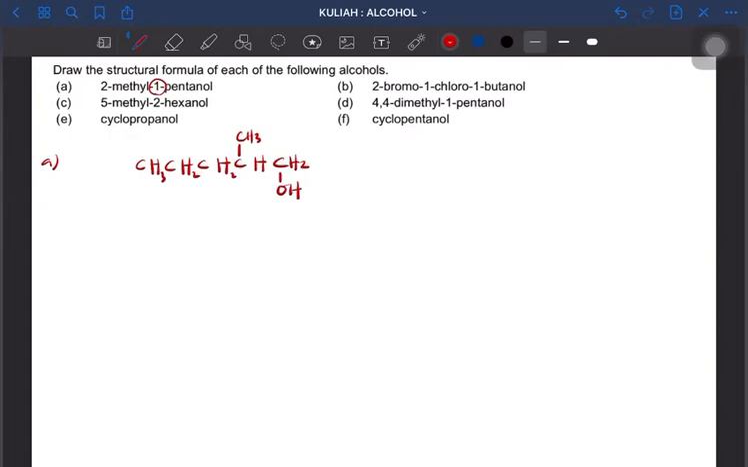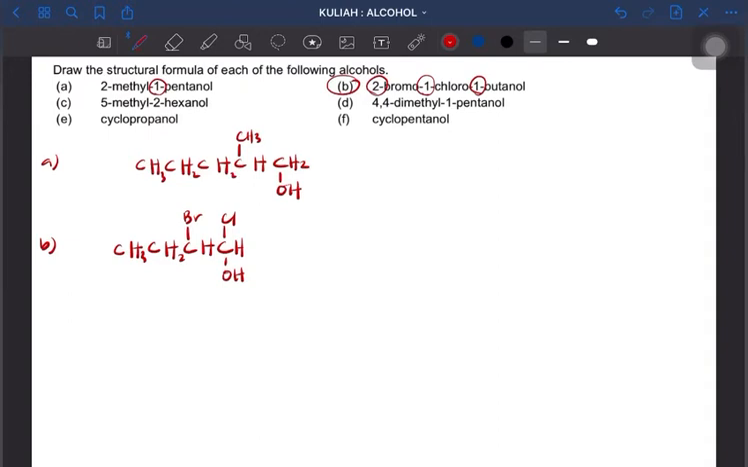Alright, now let's look at question B. It says 2-bromo-1-chloro-1-butanol. So we have butanol: 1, 2, 3, 4. The OH is on carbon number 1. On carbon number 1 there is also chlorine, so Cl. On carbon number 2 there is bromine, so Br. So we fill in the hydrogens: CH3, CH2, CH, CH. Okay, so this is for question B.